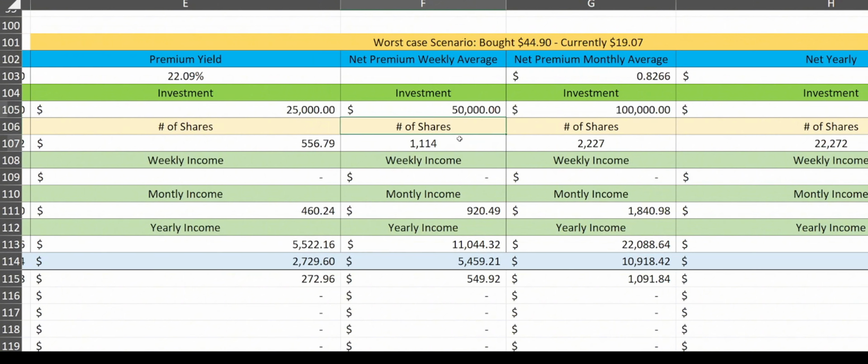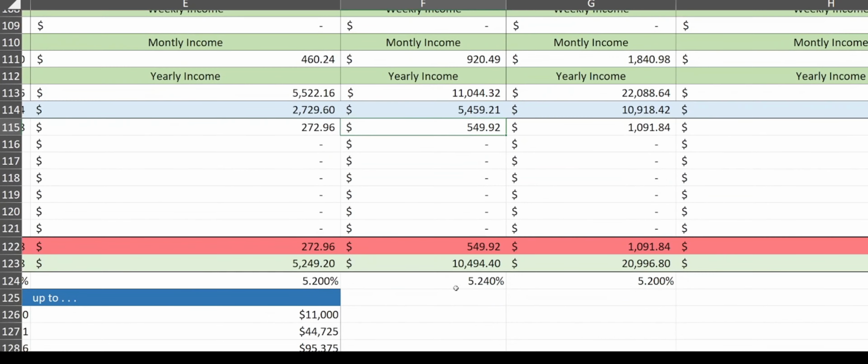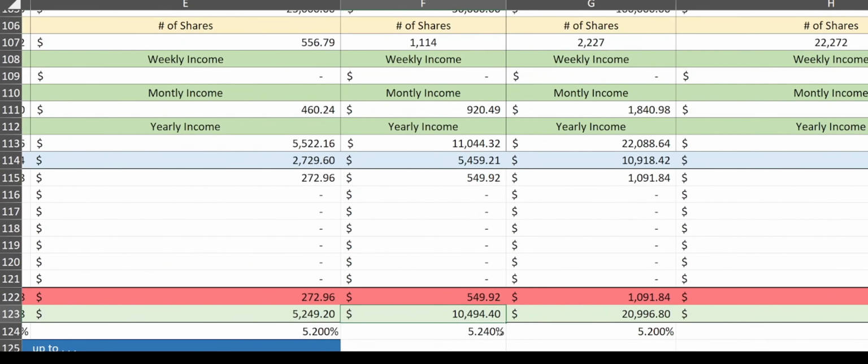All right, guys, we're getting to the bigger ones, getting to the big boys. So $50,000 investment, we still have that 1,114 shares. That monthly income is going to be $920.49. Over a year period, that's $11,044.32. Because of return of capital considerations, we only have to pay taxes on this $5,459.21. The taxes is still in that 10% bracket, so we're going to pay $549.92 of taxes. Take home is about $10,494.40, and the tax rate is about 5.24%.